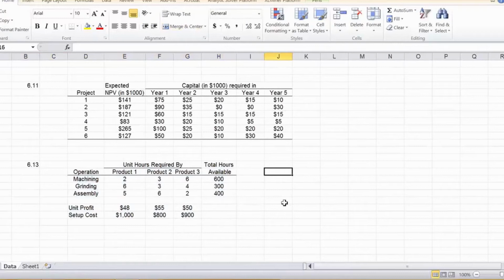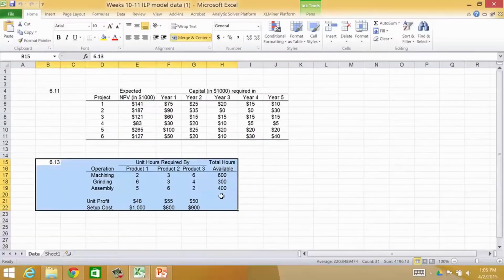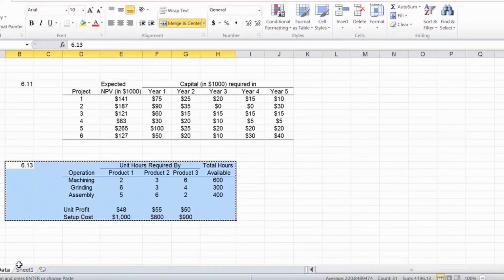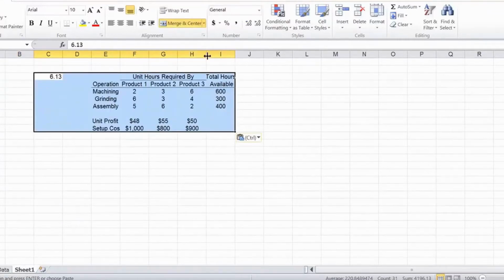And in this data file, I included problem 6.11 and 6.13. 6.11 is the R&D project selection problem. 6.13 is the fixed charge problem. We're going to do it here together, and I'll guide you through it. So copy those data to a new sheet. Okay.